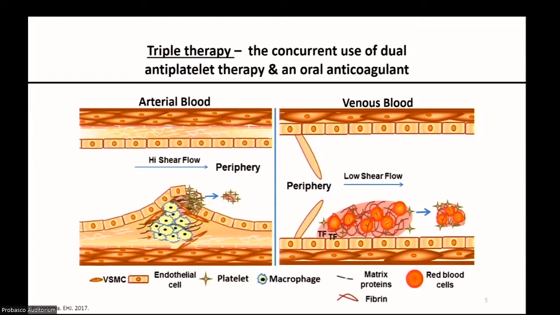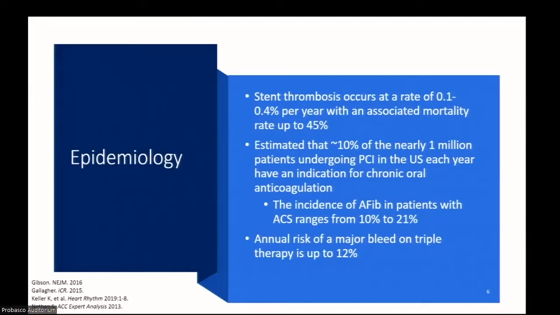When you think about the mechanism of each of these different clotting mechanisms, it makes sense why we would use certain medications to treat each of these different scenarios. So why do we care about triple therapy in ACS?